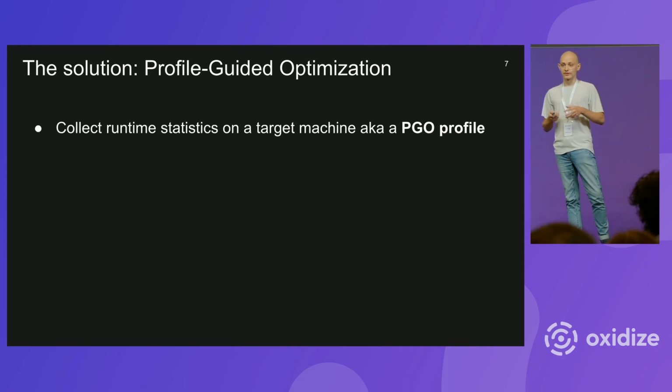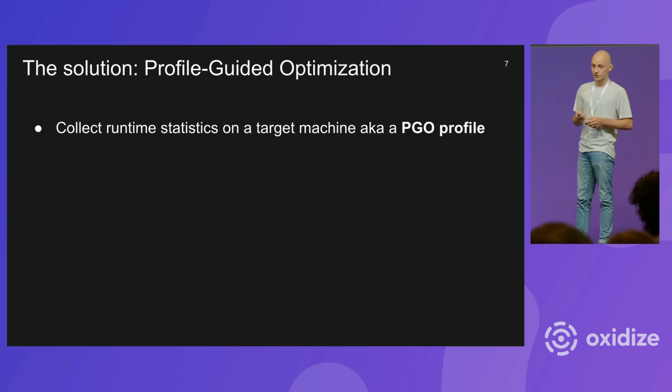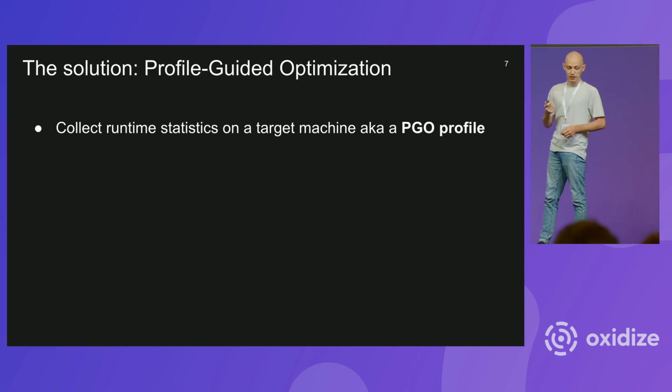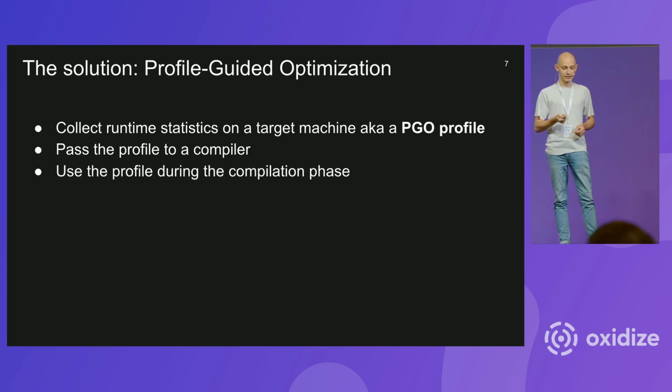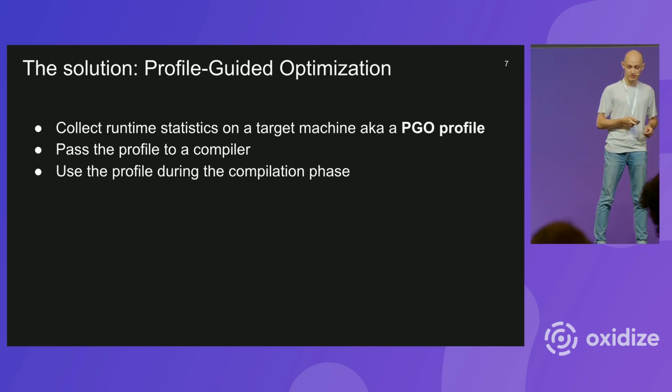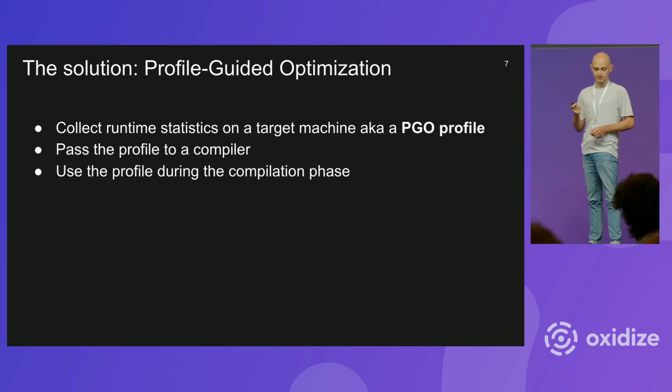Let's try to collect runtime statistics about how our application is executed. This statistics is called PGO profile. Pass the profile to a compiler and use this profile during the compilation phase. And that's it. That's all the idea.